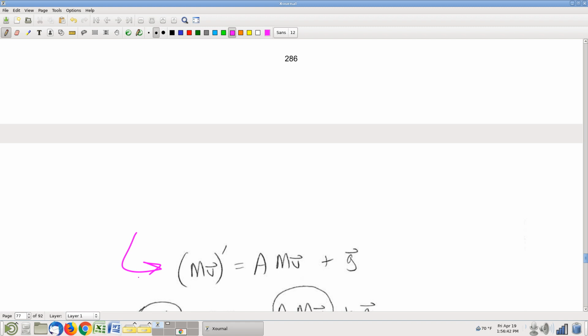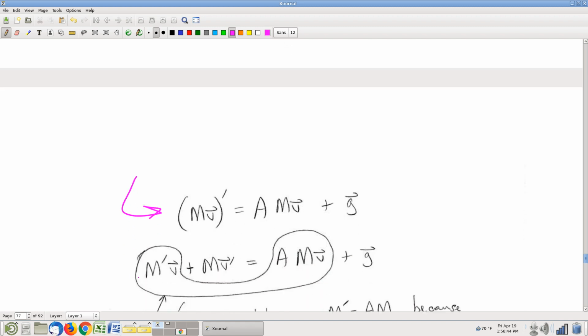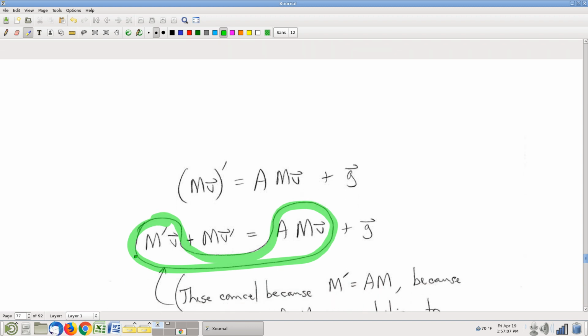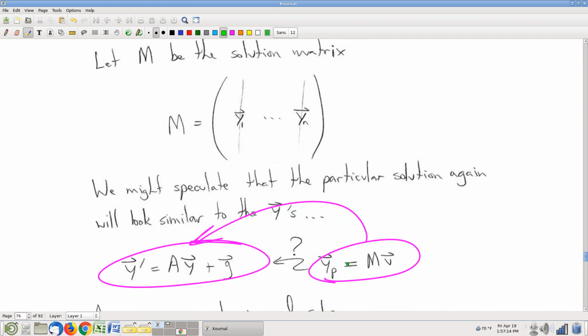Notice the pattern. This is very, very similar to the scalar case. Product rule. Again, same product rule as before. Again, you'll recognize some terms. These terms. There is something a little bit awkward about this. I say m prime is equal to am. Well, is that really true? Is m prime equal to am?